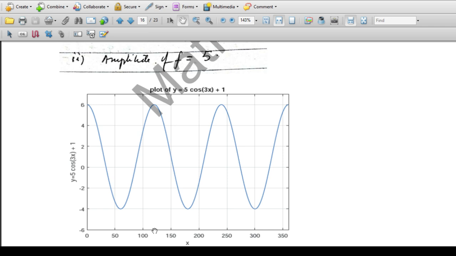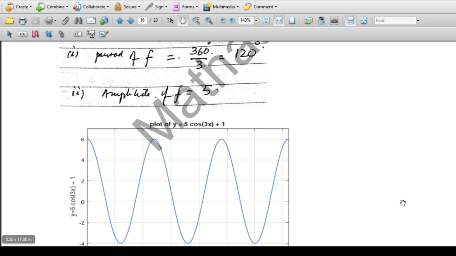And we can see that the intercept is from maximum to minimum. So f maximum is 6, f minimum is minus 4, f max minus f min is equal to 10. 6 minus minus 4 becomes 6 plus 4, which is 10, divided by 2. So it becomes 5. This is the amplitude.